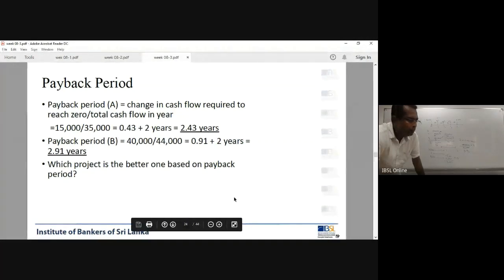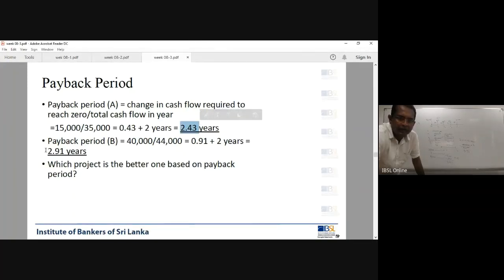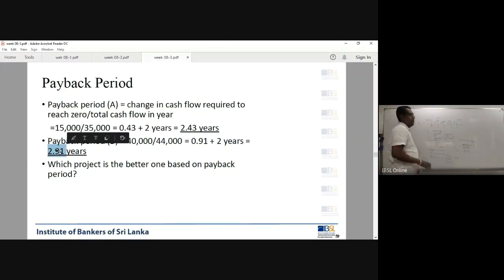Right? So the first project takes 2.43 years. The second project will take 2.91 years. So under payback period, the best project is the project which recovers the initial investment faster. So out of these two projects, project A is better than project B, right? So we take that as the best project.